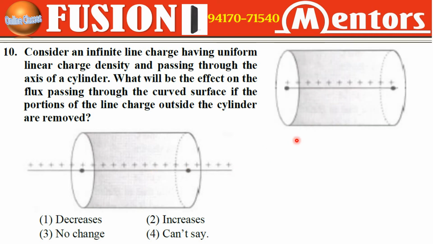let me draw a new one. Outer part of the wire is removed. What would be the effect on the electric flux through this curved surface? As you know, Gauss's theorem says the total electric flux through a closed surface is equal to 1 by epsilon times the charge enclosed by the surface. Since the charge enclosed doesn't change on removing this part, which is outside the surface, the charge outside the surface is not affecting our result. So on removal of this charge, electric flux is not going to change. So the answer is no change.